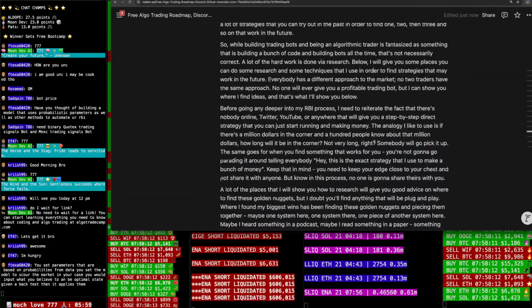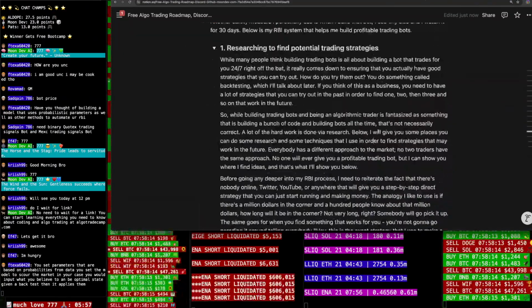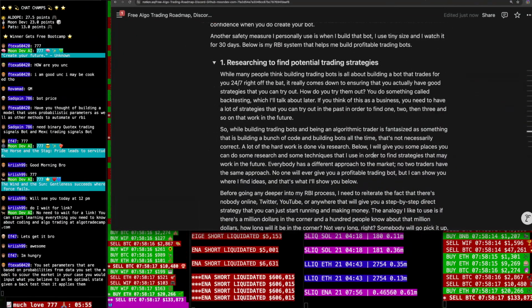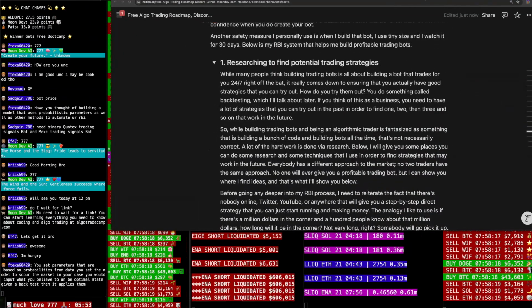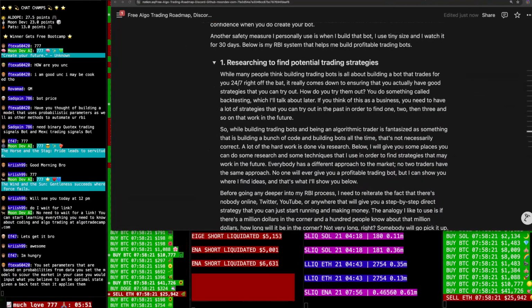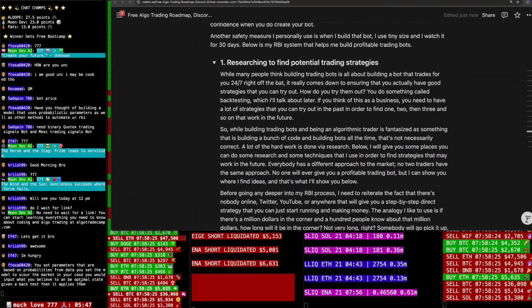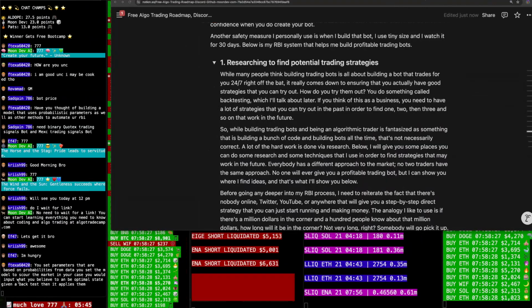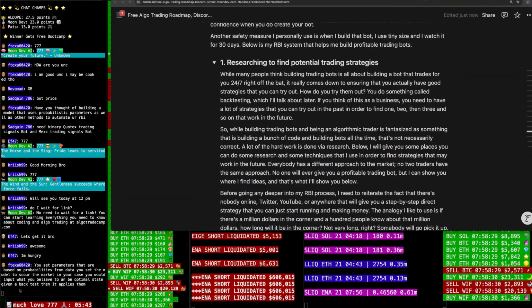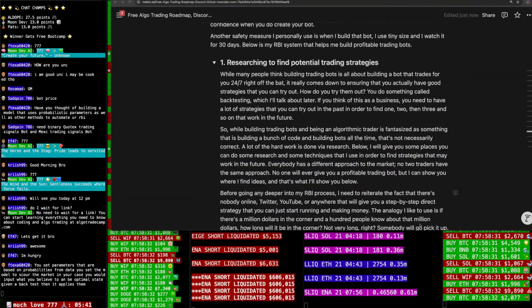Okay, there we go. Perfect. All right, so that's far. You set parameters that are based on probabilities from data. You set the model to scour the market. In your case, you would input what you believe to be an optimal state given a backtest. Then it applies them.